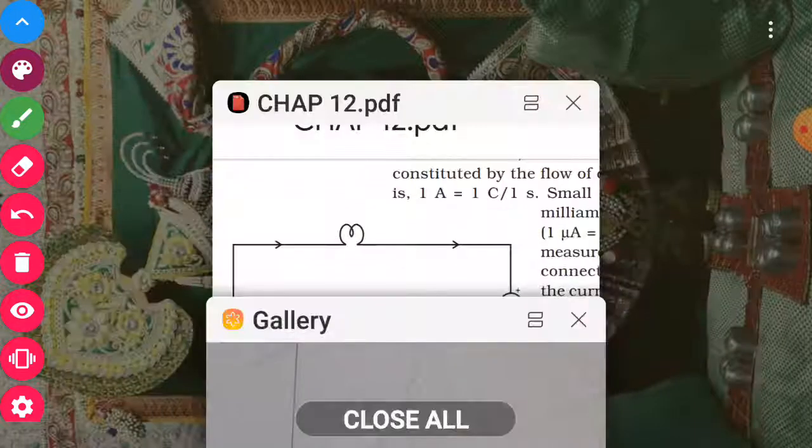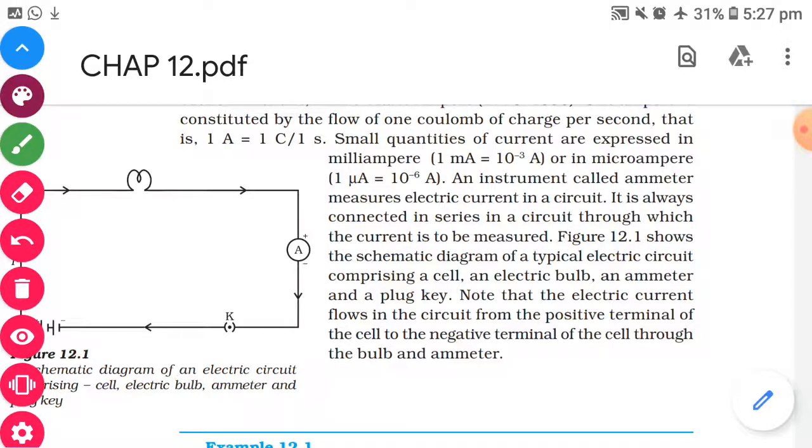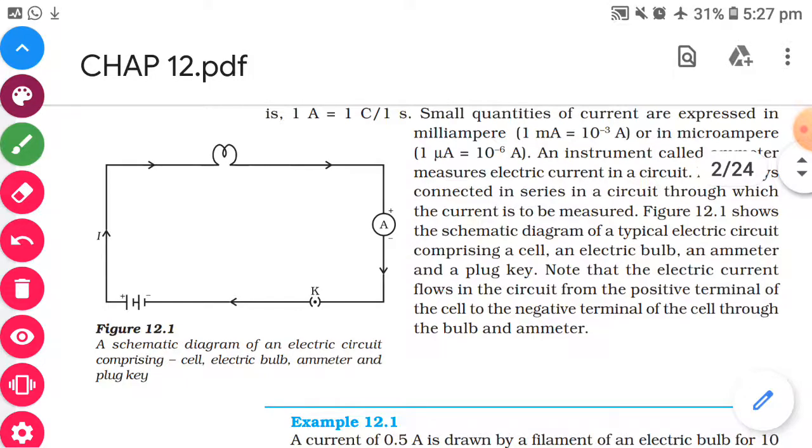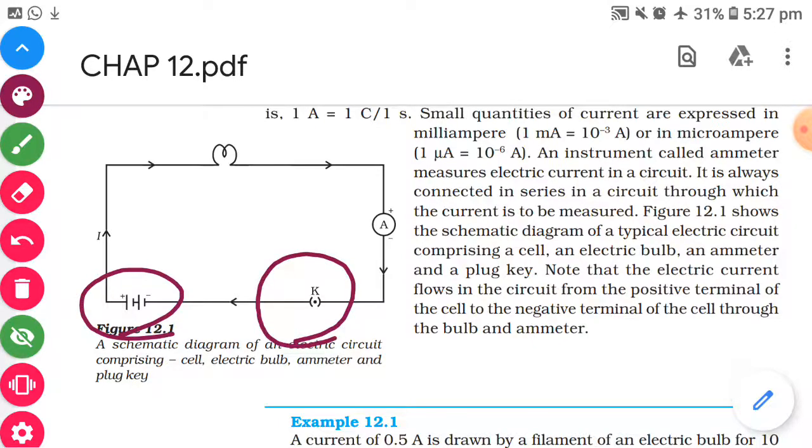Okay, so this is all about today's lecture. Just go through it. 1 microampere, 1 milliampere, everything is given. This is a simple circuit which is shown here, which I tried to explain to you. There is a battery, or a combination of different cells. There is a key, or we can say switch. This A stands for ammeter. It measures the electric current.